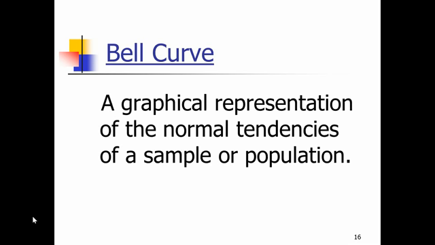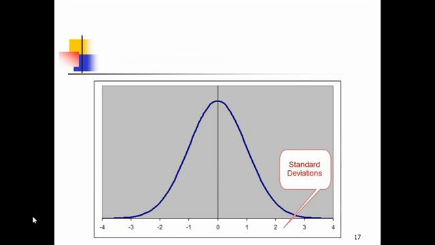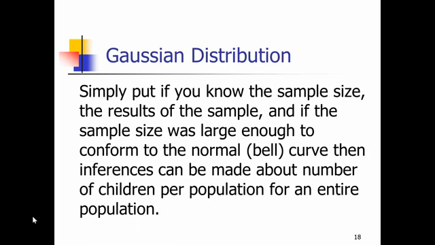The bell curve is a graphical representation of the normal tendencies of a sample or population. You've seen this picture in some of your textbooks, and on the bottom are standard deviations. What these types of bell curves try to do is show how much of the population is within, for example, 1 standard deviation, and how much is within 2, and how much might be within 3. The Gaussian distribution, simply put: if you know the sample size and the results of the sample, and if the sample size was large enough to conform to the normal bell curve, then inferences can be made about the number of children per population for an entire area, like per county.